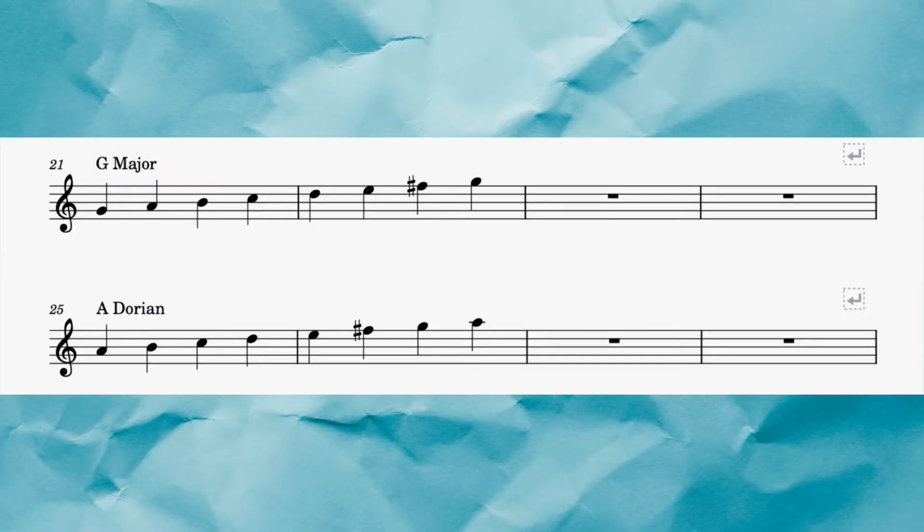This time let's use G major for our example. The G major scale looks like this. It has 1 sharp, which is F sharp. The 2nd note in the G major scale is A. If we play our G major scale, but instead of starting on G, we start on the 2nd note, A, we get the A Dorian scale.